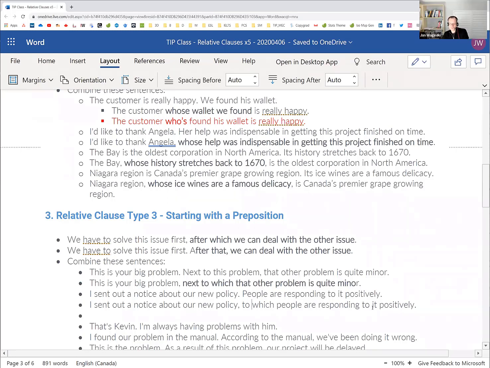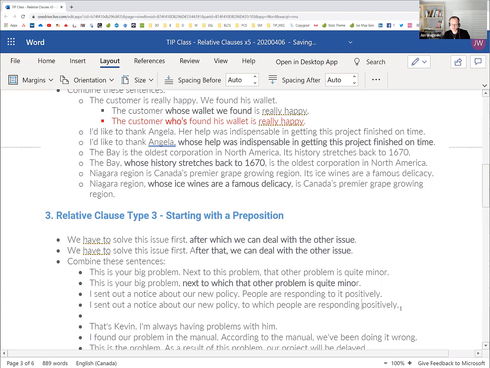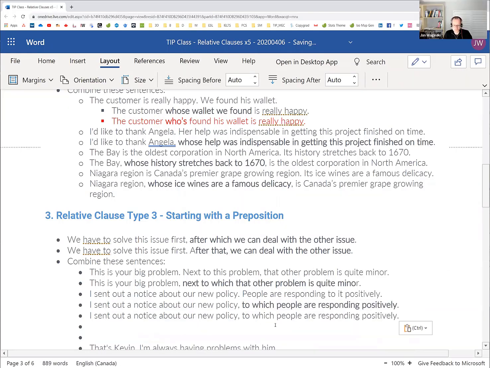To which people are responding positively. That's it. You've got to get rid of "to it." Right, because "which" is the same as "policy," and it's "respond to," so "to which people are responding." You could put the "to" here instead. Let me just give you the two versions. We'll leave "which" without "to." So there are two ways to do this one: "which people are responding to positively."